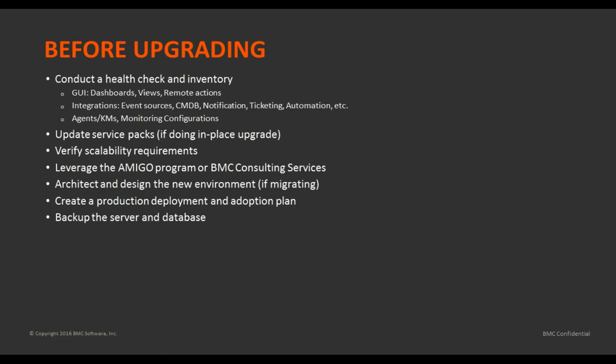Another point here is the Amigo program, and that's a program that we run with customer support, where you can open a support ticket and say, I need help upgrading, and you register. That registers you into the Amigo program. You get a call from customer support. They'll help you out with some of the steps. They'll review your plan. They'll look at your proposed architecture and sizing, and give you some advice around that. Now they go a certain way down the road.